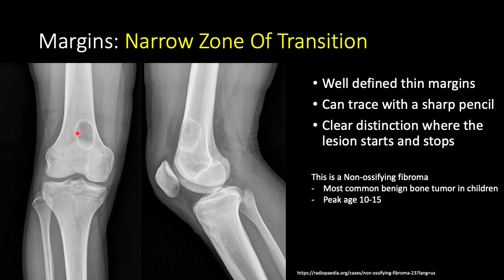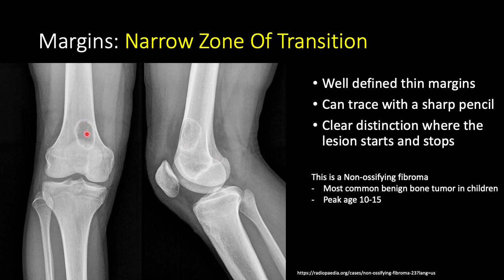You see a very well demarcated lucent lesion in the bone here in the distal femoral metaphysis. It has sclerotic margins as well, which we'll talk about a bit later. But the main point here is to focus on the margin and see how you can see normal bone on this side, and immediately you see the abnormality right here. So again, narrow zone of transition in this lesion is suggestive of a non-aggressive pathology.